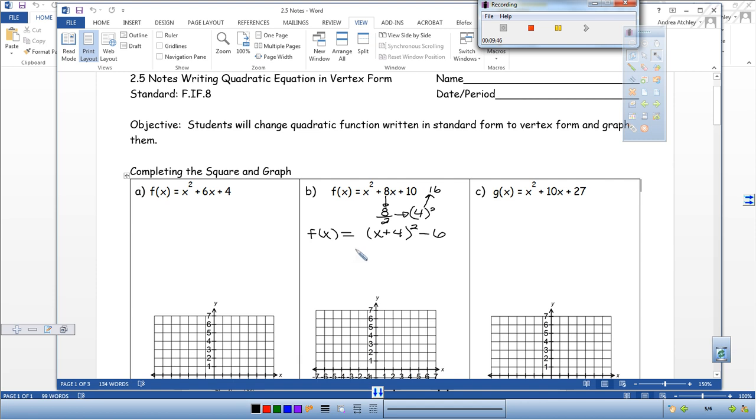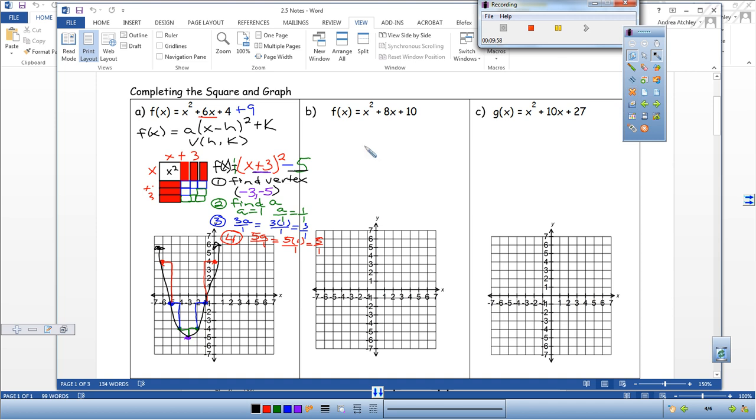Any questions over that? So if we go back to here, I should have f of x equals x plus 4 squared minus 6. So my vertex is -4, -6. Again, make sure you're changing that sign. This gives me -4, -6.